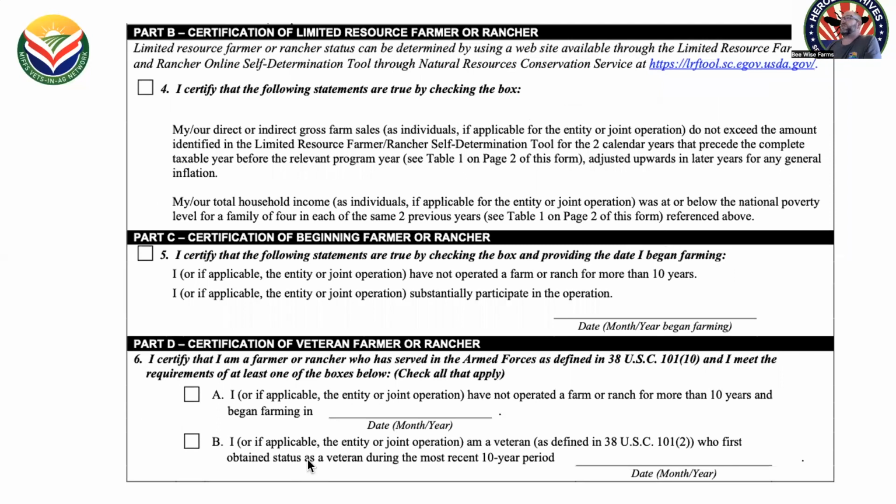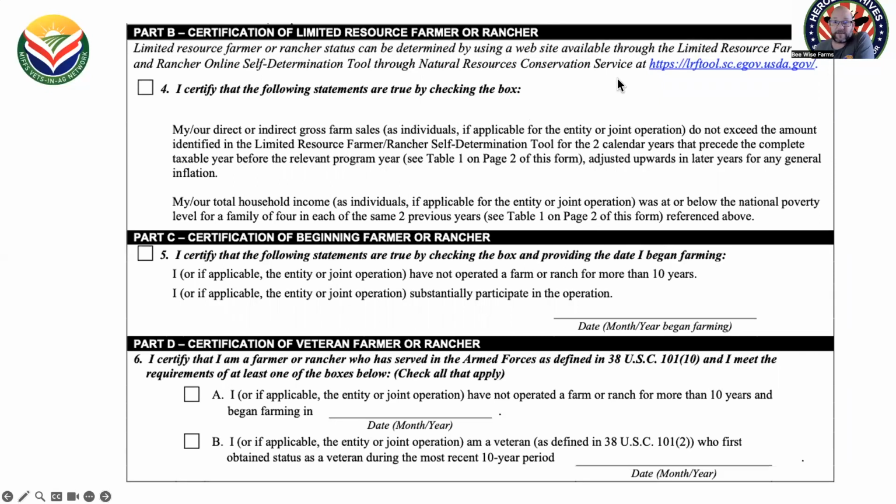The next one that you're going to do is fill out Part B, which is certification of a limited resource farmer or rancher. So socially disadvantaged is different than limited resource. Limited resource is more related to your income. And so I'm going to show you how you actually determine if you're a limited resource farmer. You're going to see this link right here. You're going to click that link.